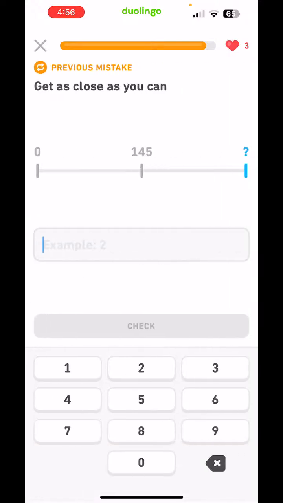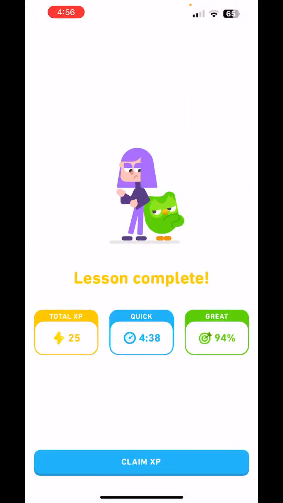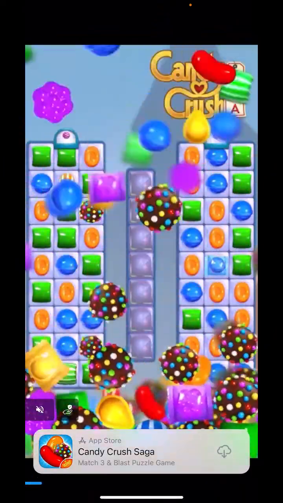Okay, let's correct the one that we missed. So 0 to 145. So 145 plus 145 is 290. So that would be the missing blank there. Lesson complete. Nice. And we did good. We got a 94. Let's just watch through these ads very quickly.